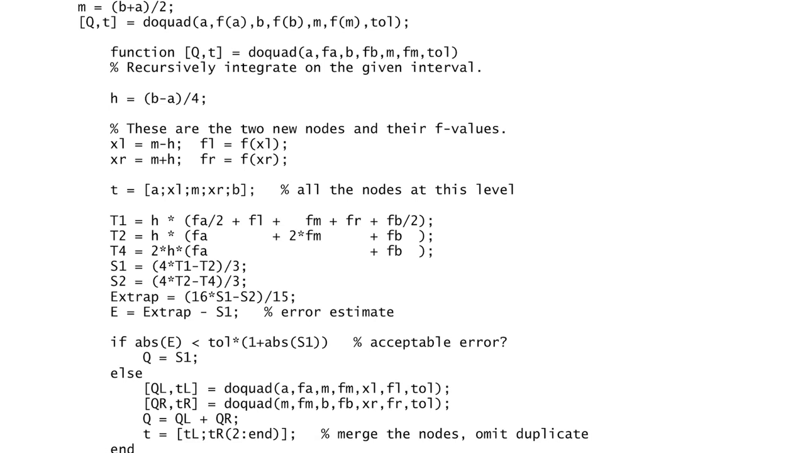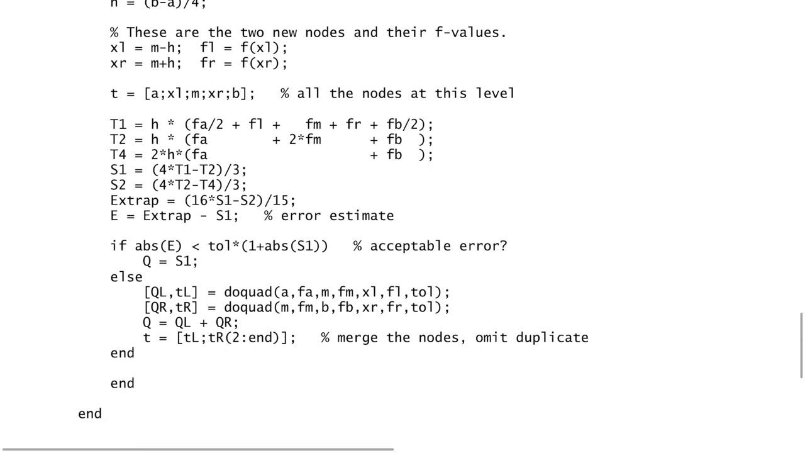Here's the implementation from the book. The outer function doesn't do much besides call the inner function that's the actual recursive algorithm. This function expects to be given the three function values that are being recycled from the level above. It then does the two new f evaluations, and from these, it calculates the three trapezoid values and the extrapolations. If the error is acceptable, the value is returned and this branch of the recursion is ended. Otherwise, it calls itself on the subproblems and adds the results.